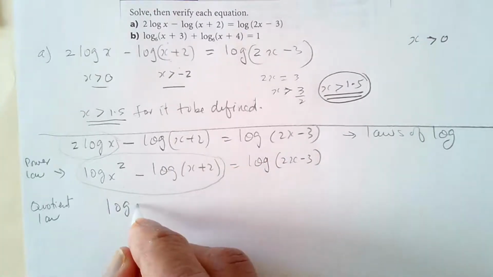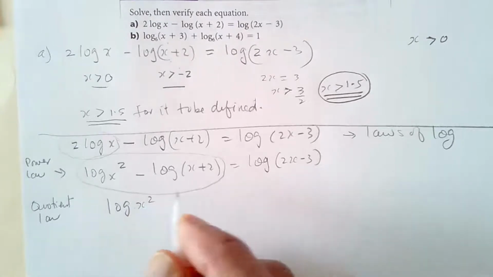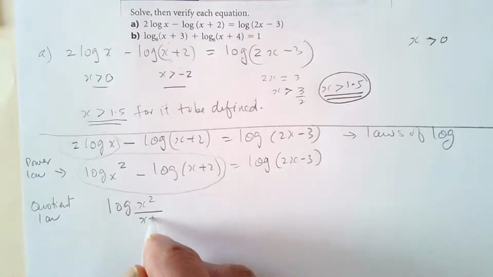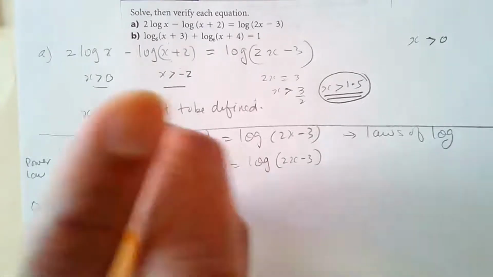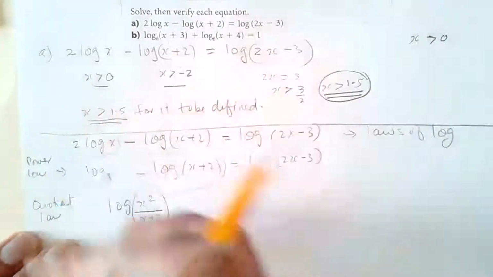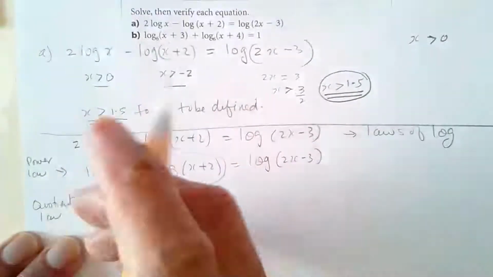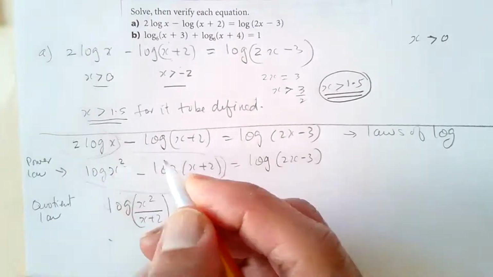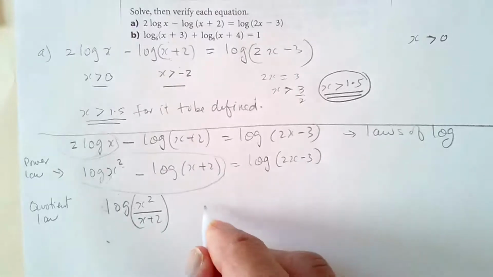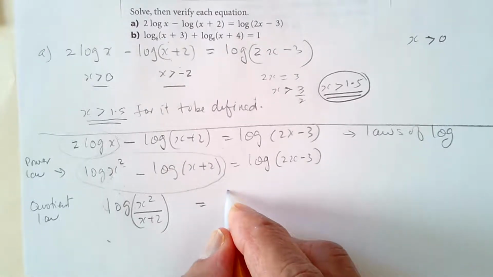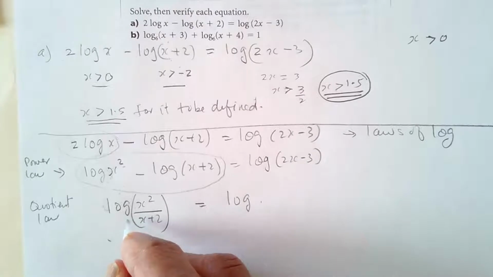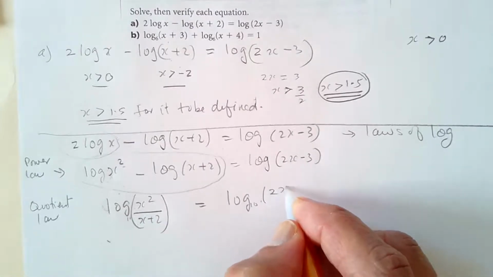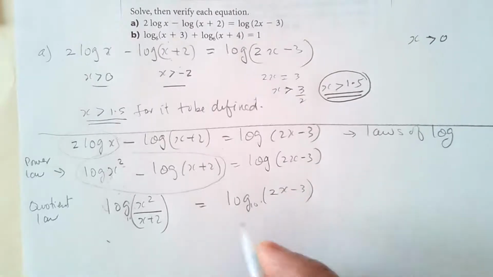So we have x squared divided by x plus 2. This looks like it expresses a bit better here. This is log x squared. Now, this is equal to log. Now, by the way, these are all log base 10. When it's not written, these are all base 10 log.